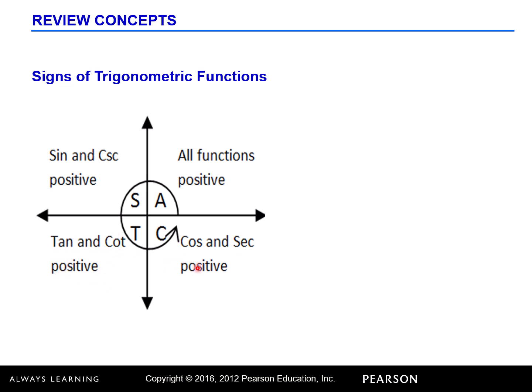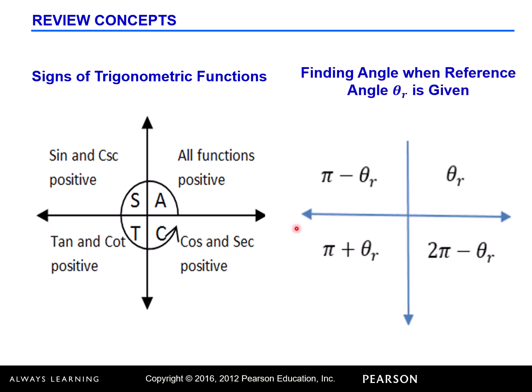And then for the fourth quadrant, C stands for cosine, and its reciprocal, secant, are the only positive here, and the rest are negative. And then the next basic concept is finding the angle when the reference angle is given. In finding the angle, we can have an example on the next slide.